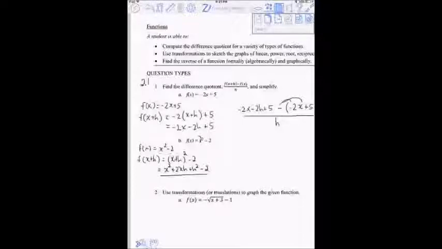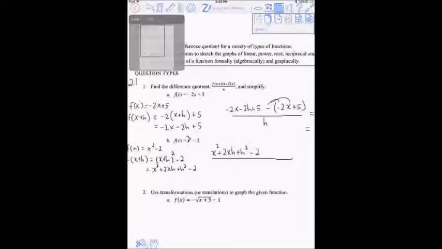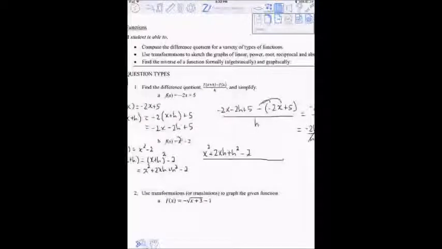So to set up the difference quotient, here we need f of x plus h right there, but that's just this expression. So I'm going to write that x squared plus 2hx plus h squared minus 2. So there's our f of x plus h. Now we need to subtract f of x, so minus x squared minus 2. And that's all over h.